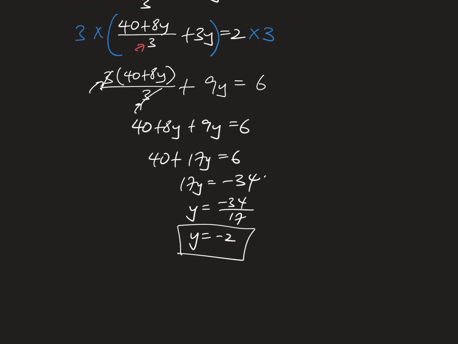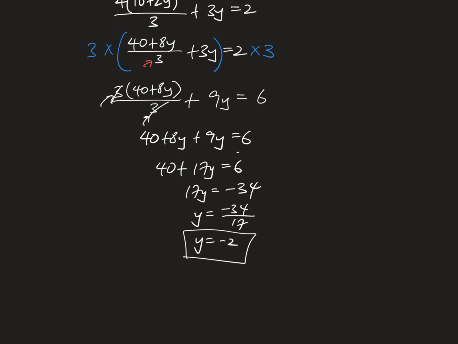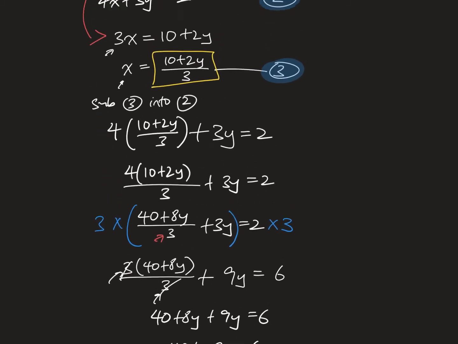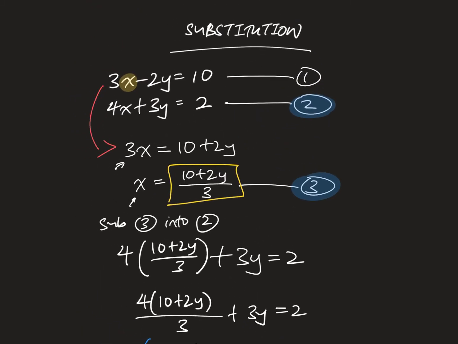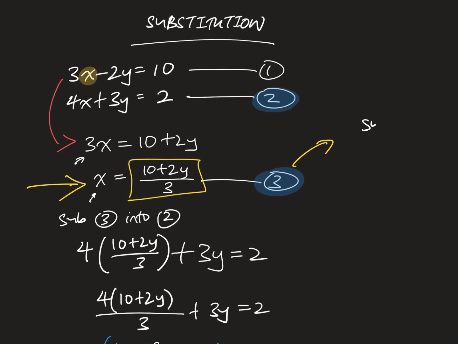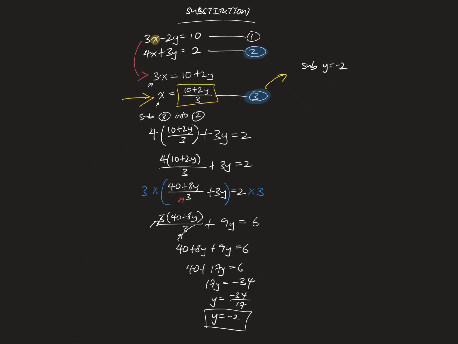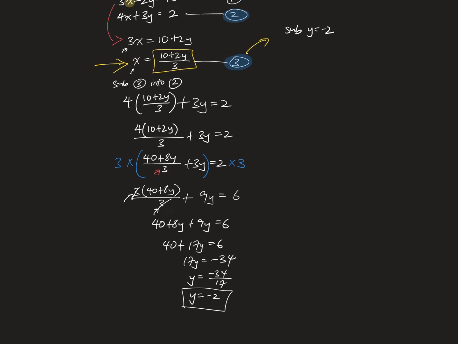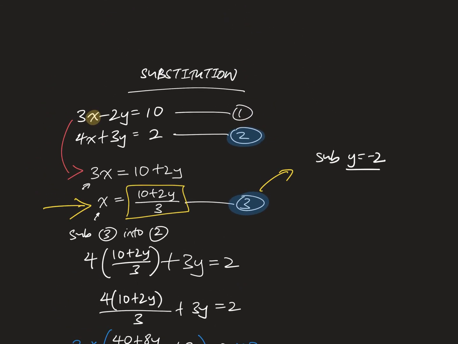We've done it. Now we take y equals negative 2 and substitute it into one of the other equations. We've already made x the subject here, so that's pretty convenient. Let's use equation 3. From equation 3, we very conveniently substitute in y equals negative 2, which is what we solved over here.